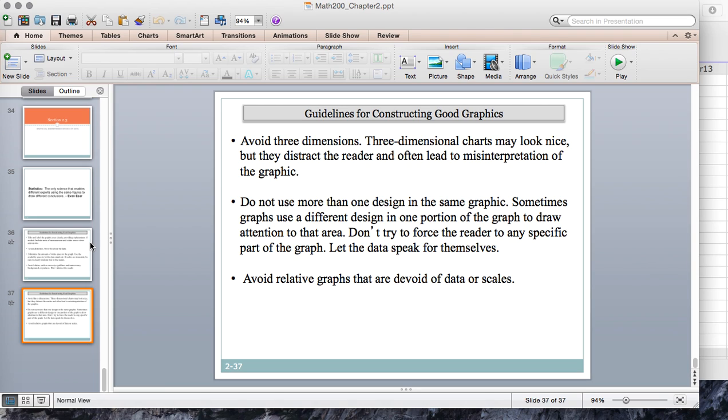And then try not to use more than one design in the same graphic. Sometimes graphs use different designs in one portion to draw specific attention to that area. You don't ever want to try to force the reader into making a specific conclusion. You want to let the data speak for themselves. And then you want to avoid relative graphs that don't have any data or scales. So things where you just have pictures that are representing something that's really difficult for someone to look at and make solid conclusions from.